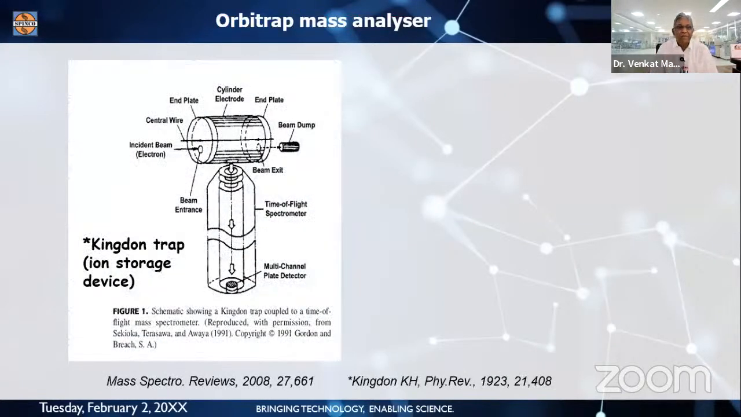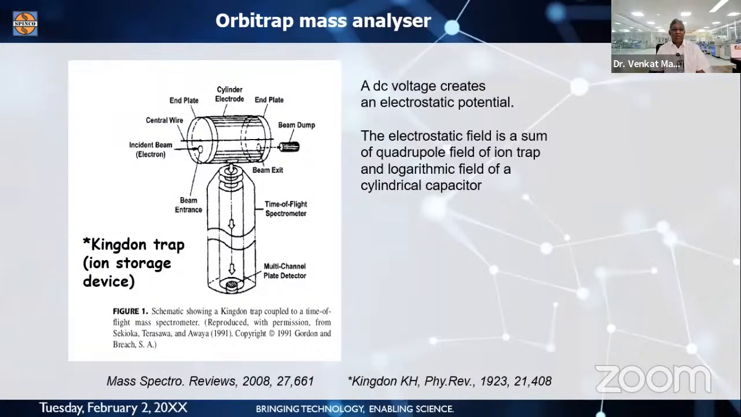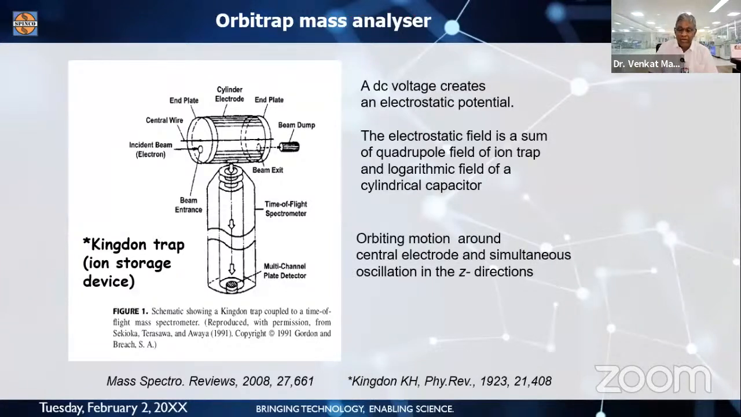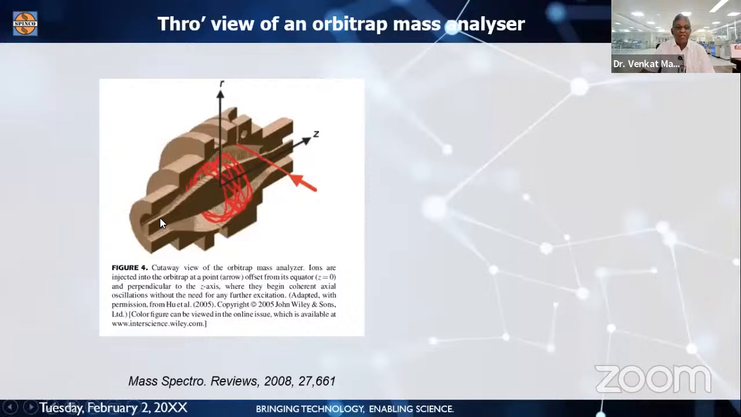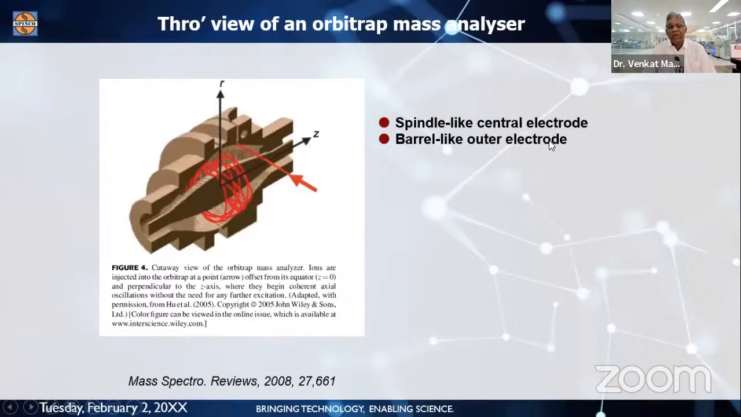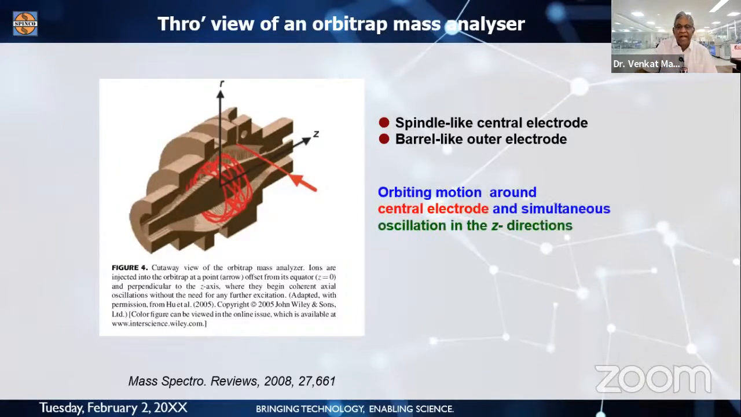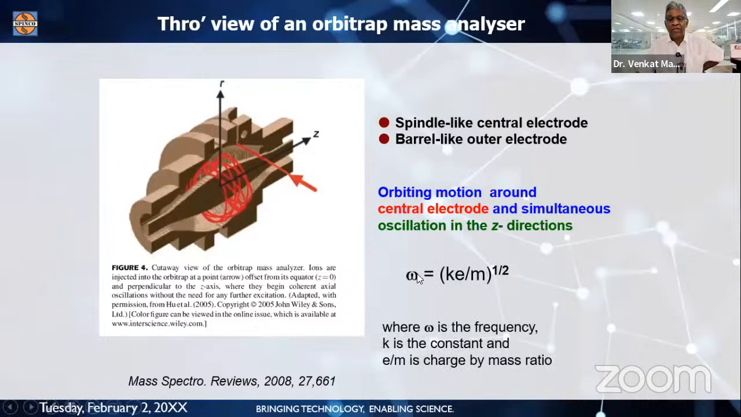Next is the Orbitrap. Very simple. What does it do? You produce the same quadrupole kind of situation, but you produce what is called orbiting motion around the central electrode and simultaneous oscillation in the Z direction. Sir, how can we do that? This picture will tell you. You see, this is the curved electrode. It can undergo a simultaneous oscillation. There is a spindle-like central electrode and a barrel-like outer electrode. This is a barrel, this is a spindle. Both are there, one in the Z direction, another in the X direction. The orbital motion around the central electrode and simultaneous oscillation in the Z direction cause the ions to get separated. That is why mass is related to frequency. This is how the Orbitrap mass spectrometer analyzer works.